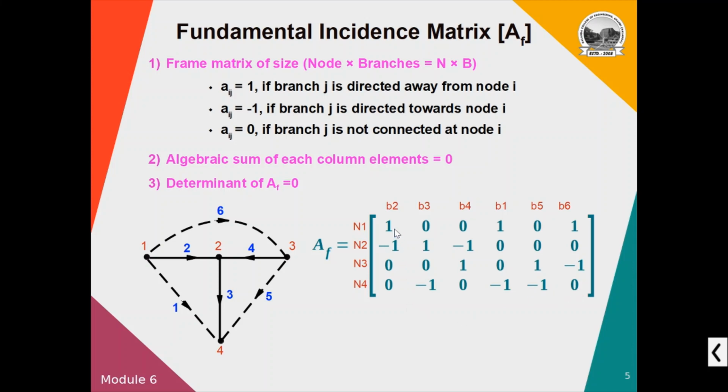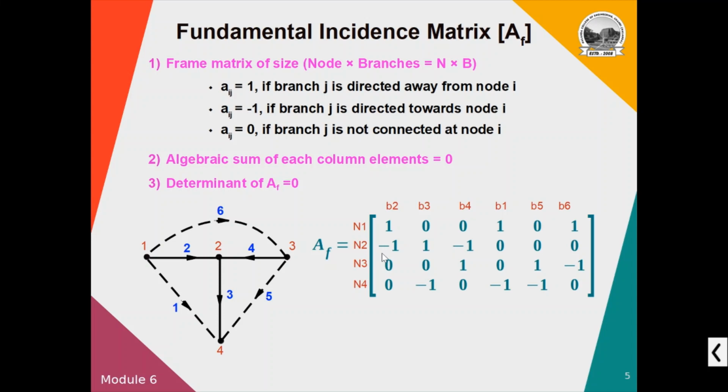Why are we getting it? Because one branch starting at one node will end at some other node. Once it is the starting node, we mention it as 1. Once it is the ending node, we mention it as minus 1. So it indicates that no nodes are left over, and all the branches are connected between two nodes. Okay, so you can verify like this. And one more thing is the determinant of A is 0, because of this it becomes a singular matrix.